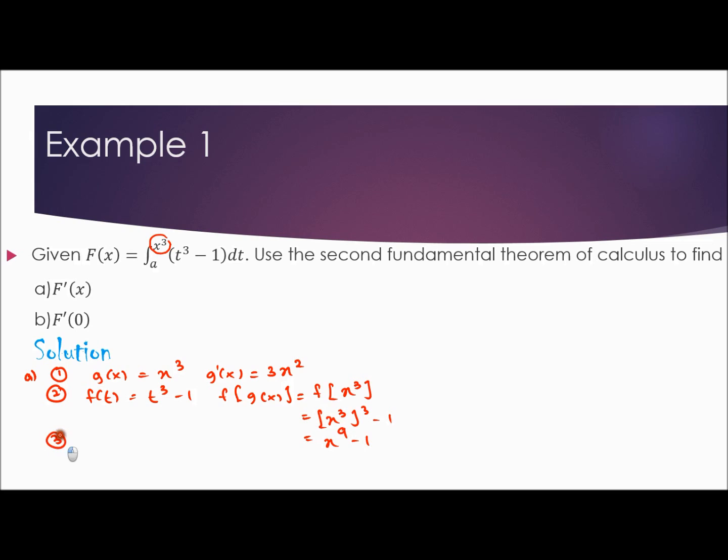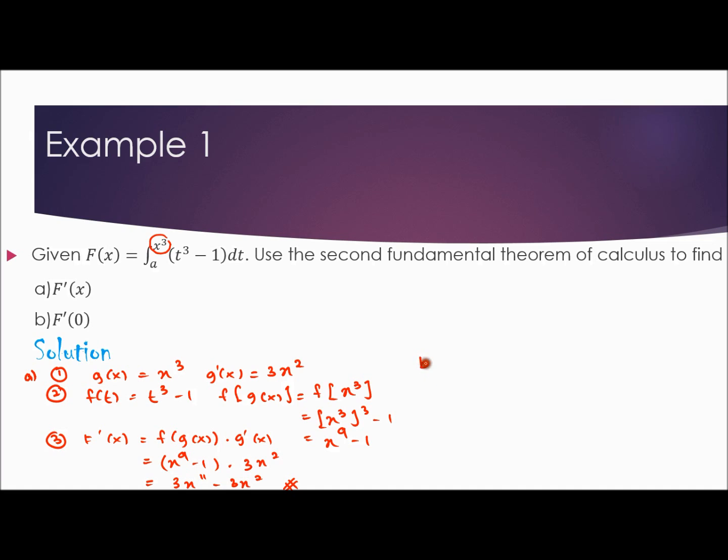For the third step, we need to find F'(x). The formula for F'(x) is f(g(x)) multiplied by g'(x). So we take x to the power of 9 minus 1, which we got above, and multiply with g'(x), where g'(x) is 3x squared. Expanding one by one, we get 3x to the power of 11 minus 3x squared. So this is our F'(x), solved for question A.